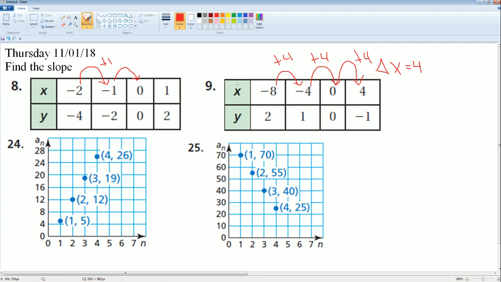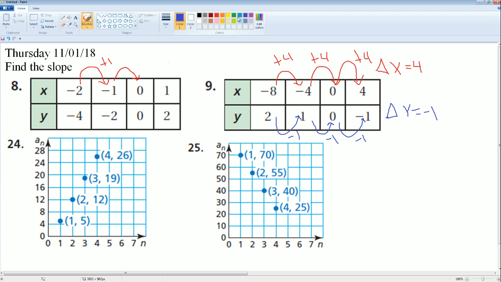How do you go from your y? Your y, 2 goes to 1. That is add 1. Oop, no, not add 1. It gets smaller. That should be subtract 1. How do you go from 1 to 0? You subtract 1. How do you go from 0 to -1? You subtract 1. See how you're subtracting 1 from each one? So delta y, because this is your y value, is equal to -1.